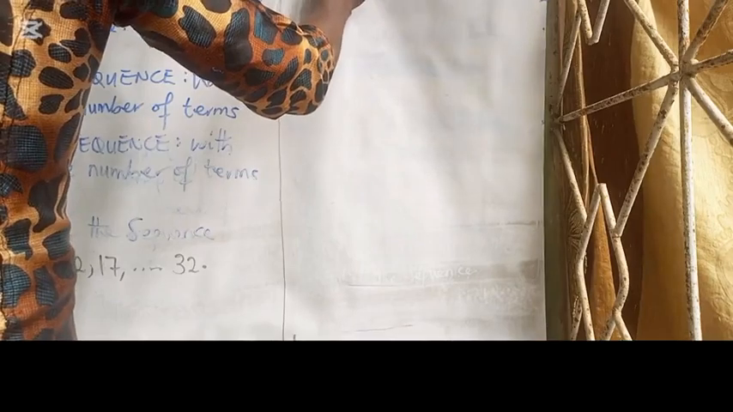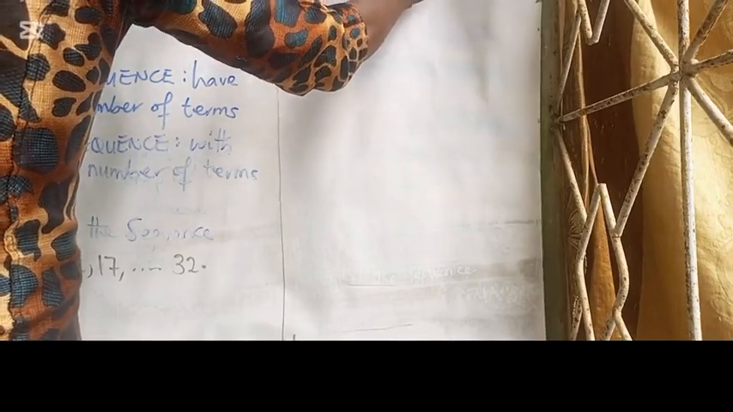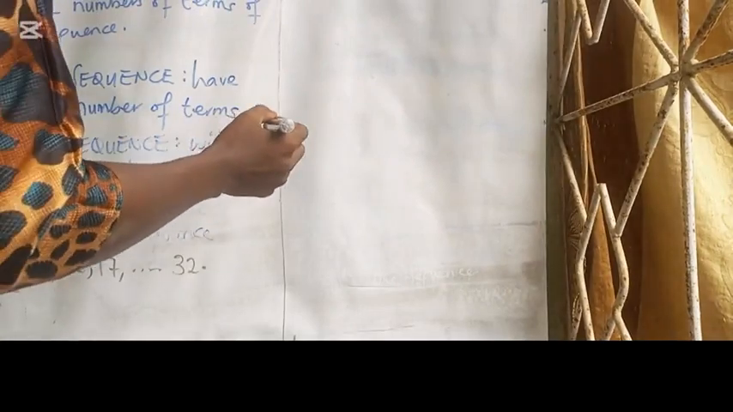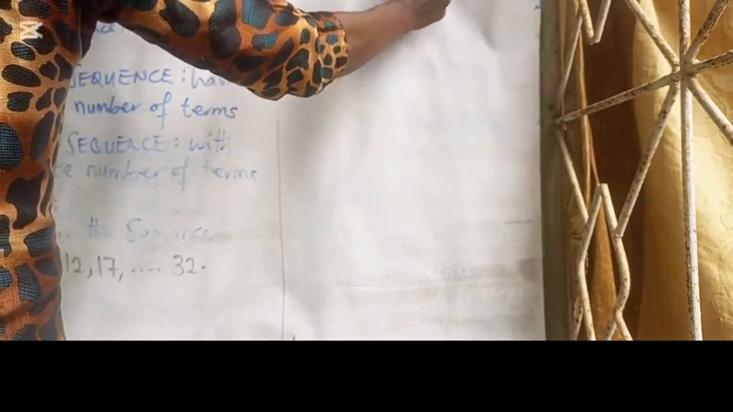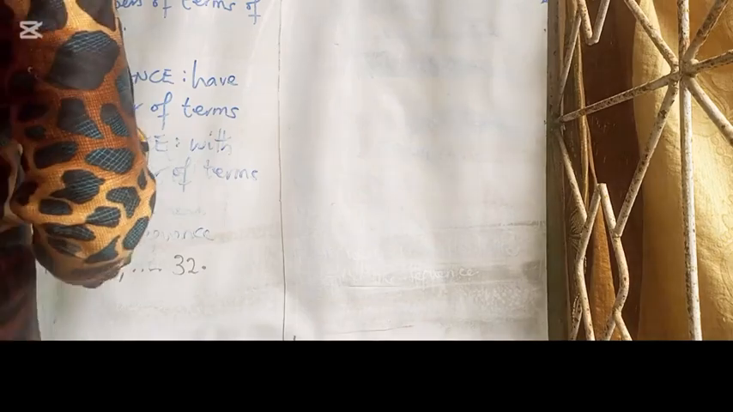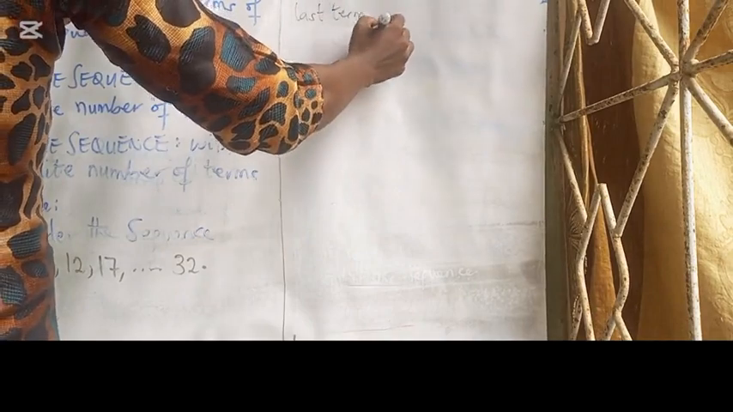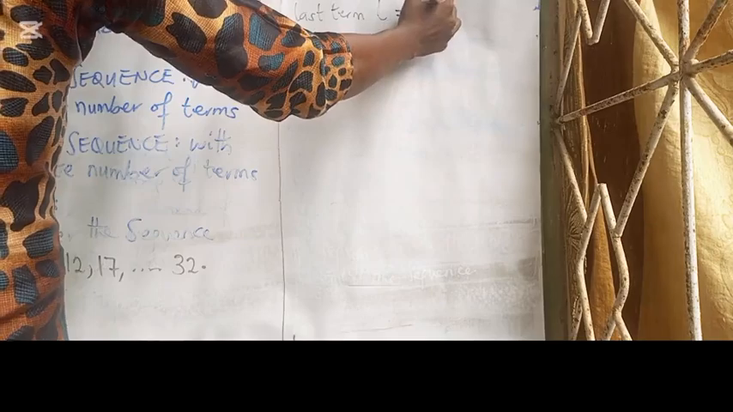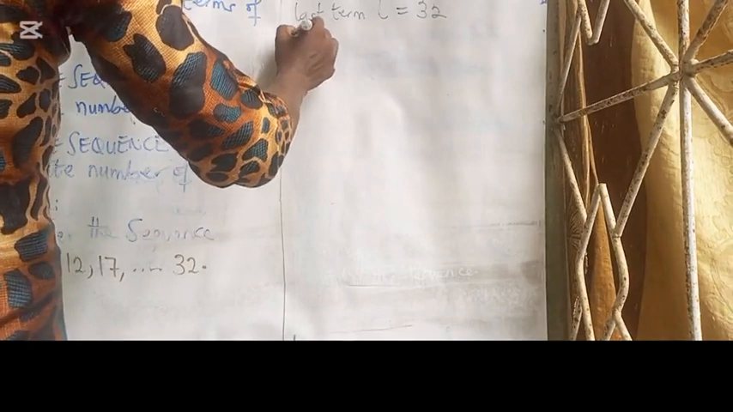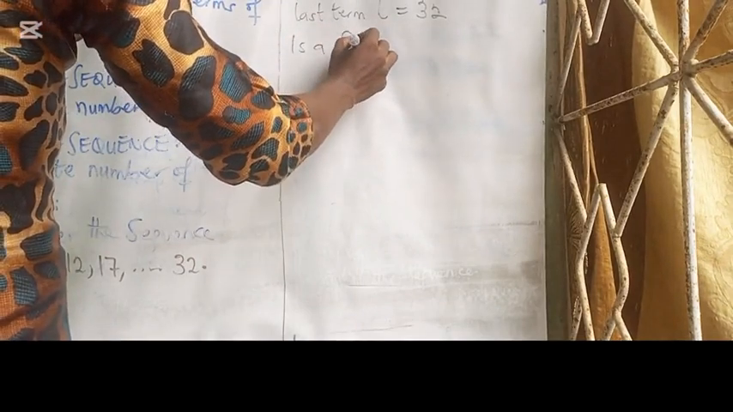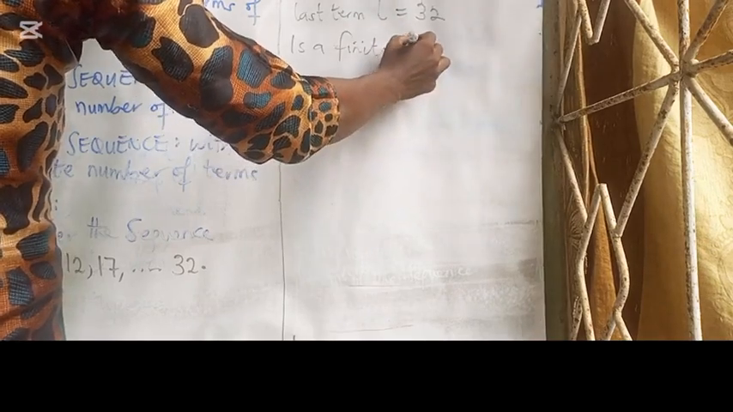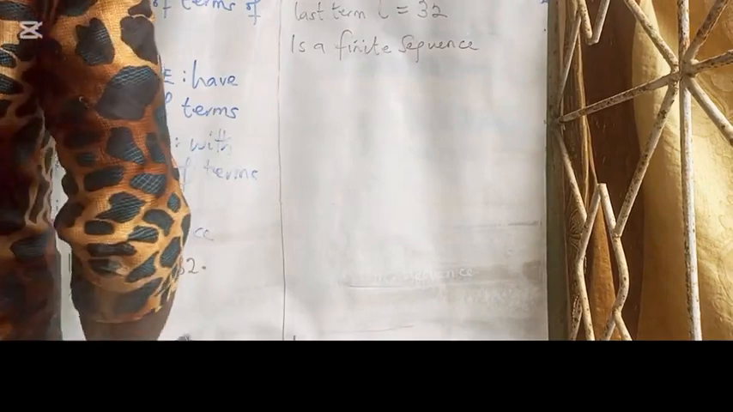The first term, U1 of the sequence is 2. The second term, U2 of the sequence is 7. And I have a last term in that sequence, L, which is what? 32. This tells me that that sequence is what type of sequence? It's a finite sequence. It's a finite sequence.